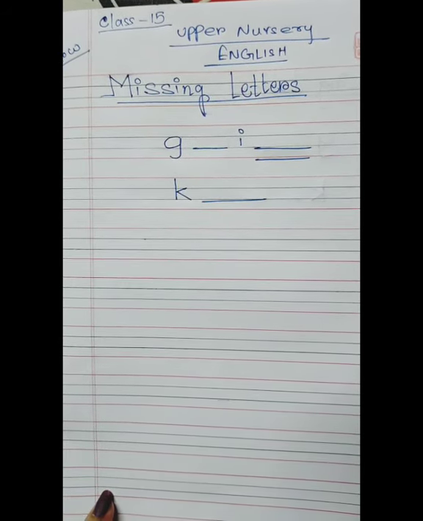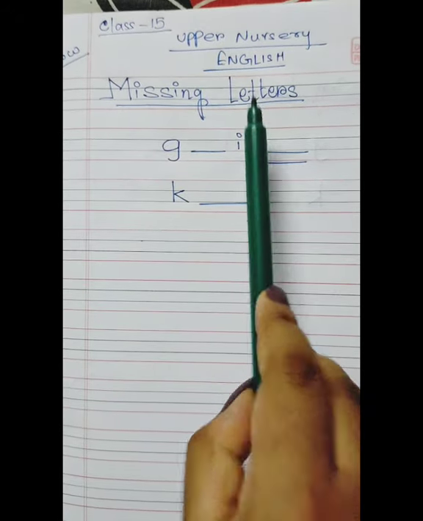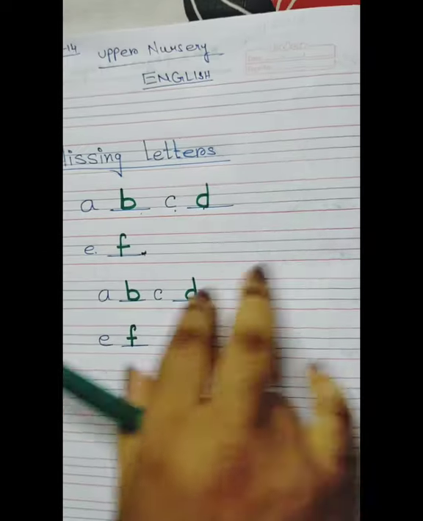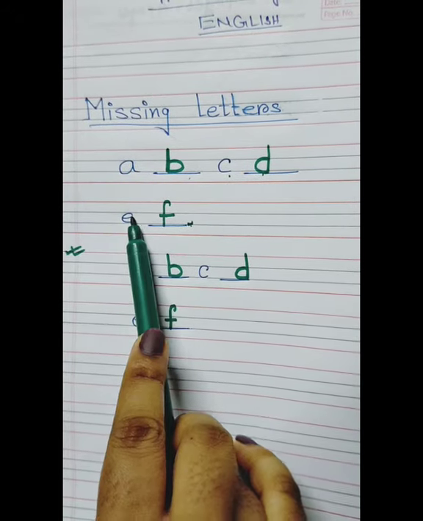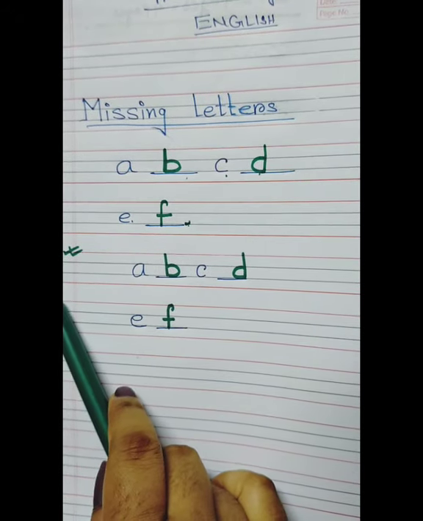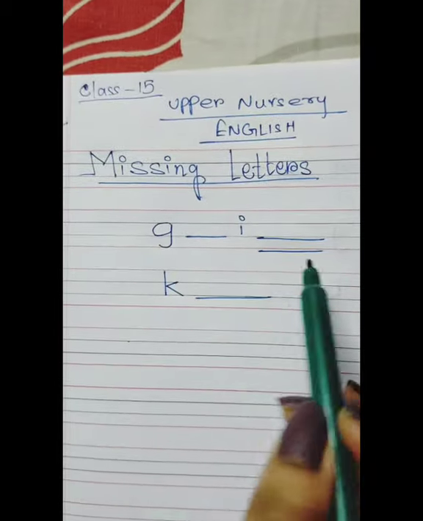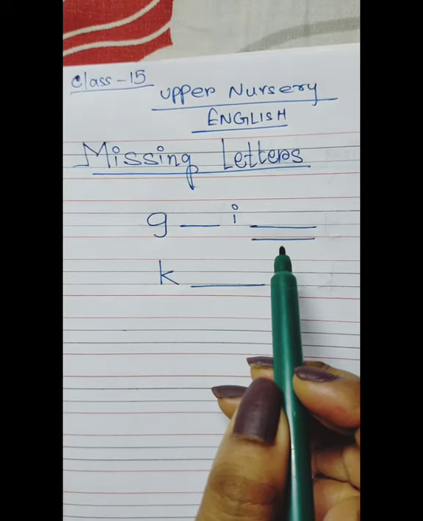In your last class, I started with the missing letters of alphabets, but in small hand. Till last class, I have done A, B, C, D, E, F. Six alphabets I have taught you. Today, in the following class, I will teach you the rest six alphabets. Let me tell you which alphabets I will teach you.